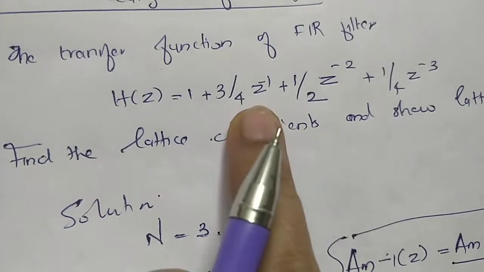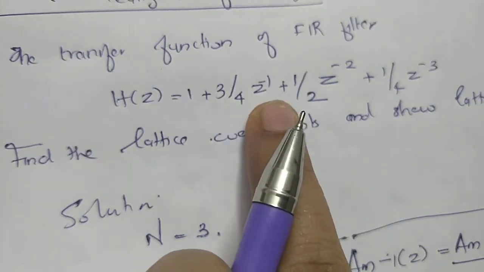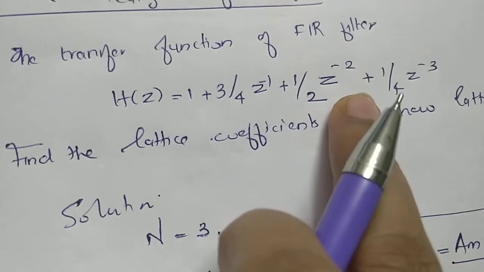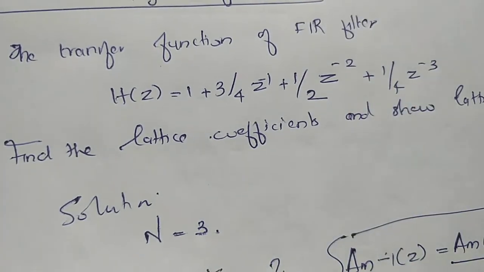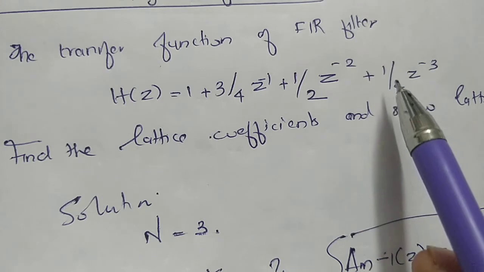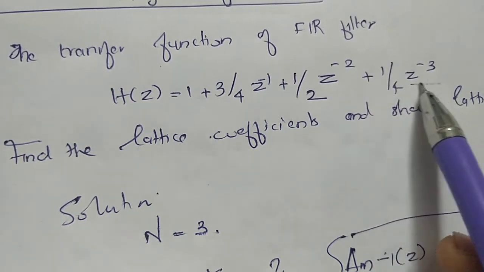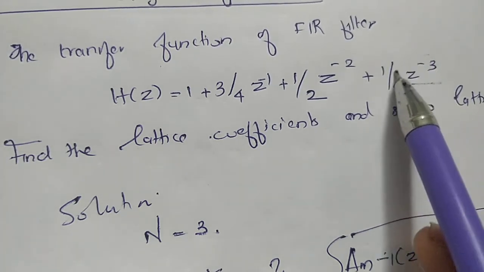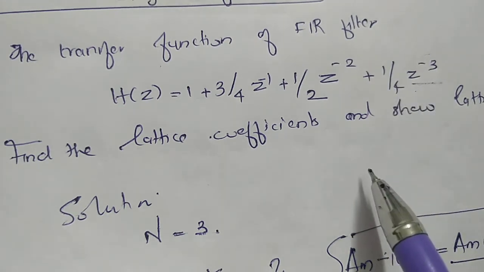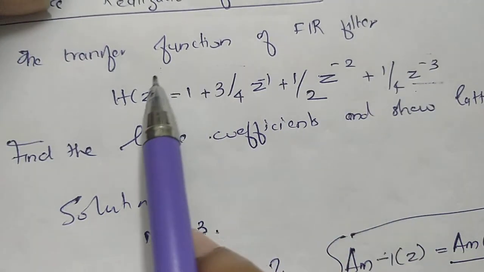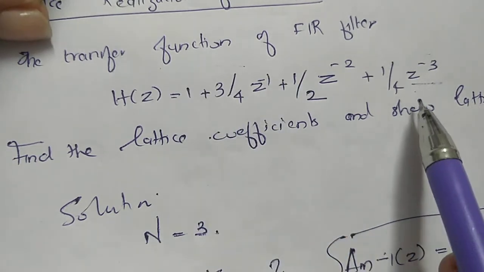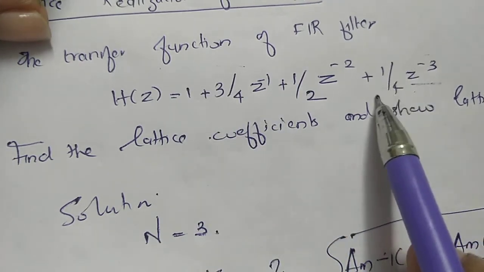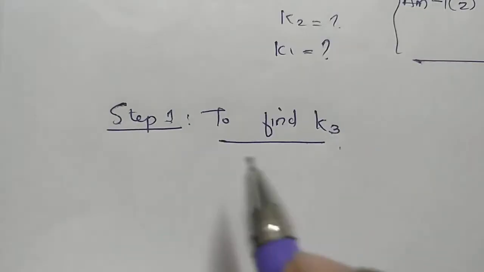What is the question given? The transfer function is 1 + 3/4 z^-1 + 1/2 z^-2 + 1/4 z^-3. So the lattice coefficient k3 is the constant along with the z^-3 term. That is the value of k3. So from the equation we know the coefficient of z^-3 is 1/4. That is the value of k3.